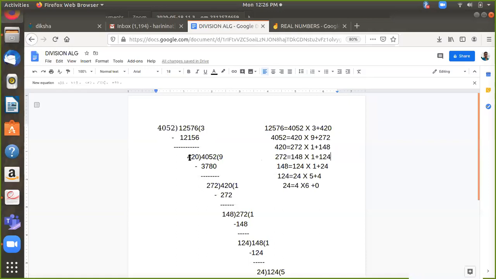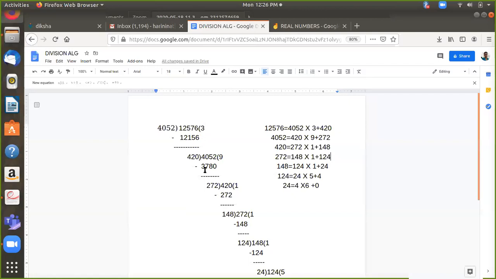If it is coming bigger, then tell yourself, oh, there is one more 4052 sitting in it. That's why I'm getting a bigger remainder. Definitely your remainder should be less than the divisor. That is, 420 should be less than 4052. If it is more, it means you have not taken the quotient properly. Okay, any other doubt? Ma'am, how will we choose the divisor?